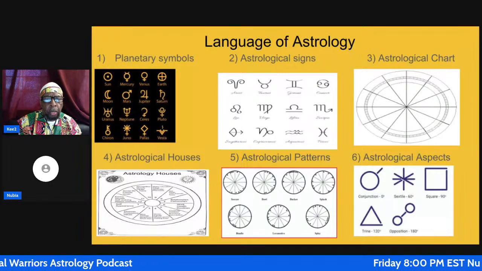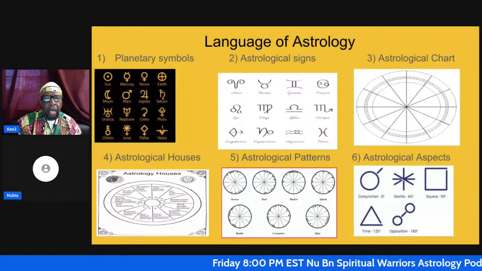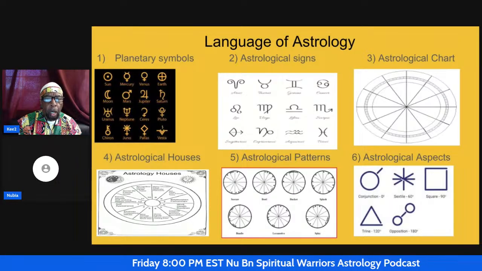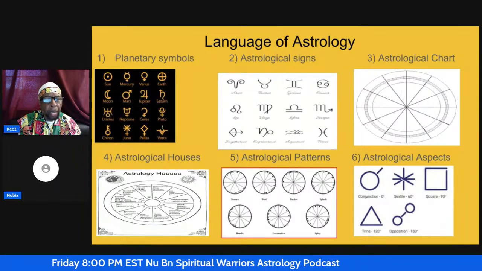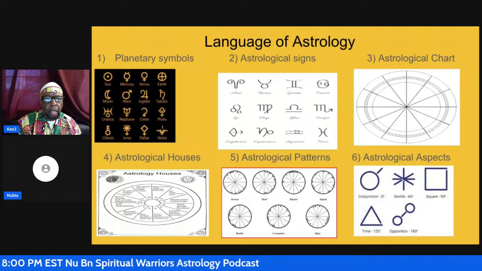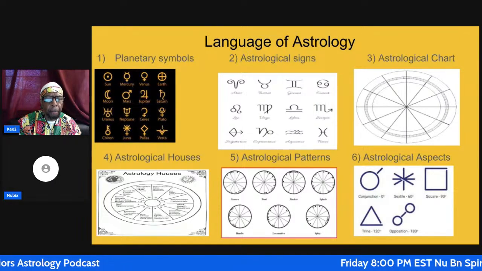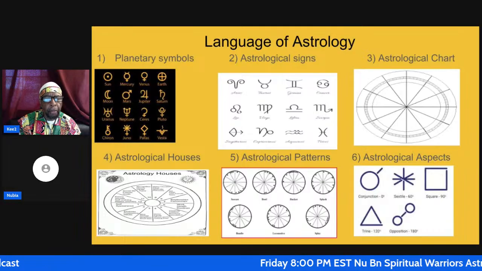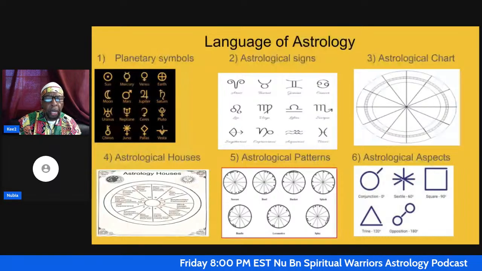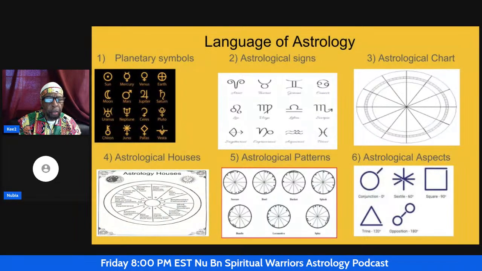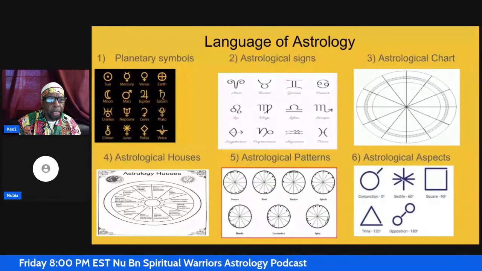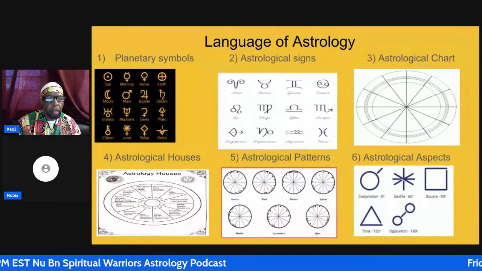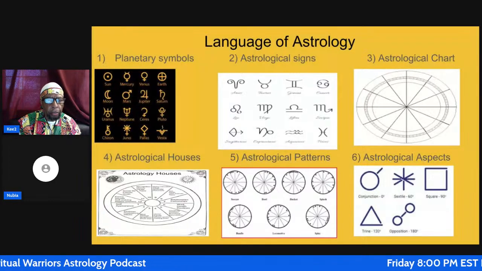We're going to the astrological patterns. The astrological patterns are certain patterns that you will see in a lot of charts. They are familiar, they are popular, they come up quite often. So these particular patterns provide an opportunity to do a quick reading on a chart without going into great detail.